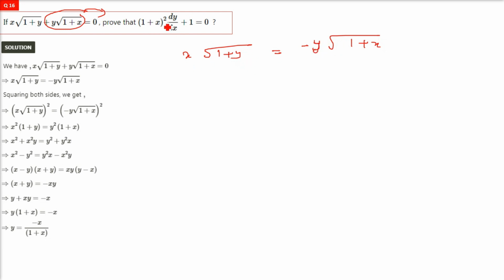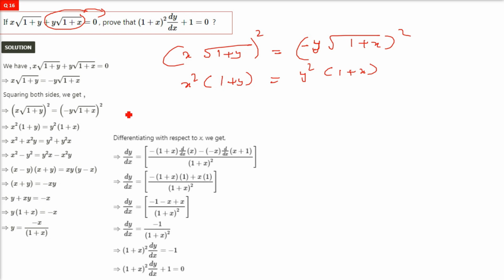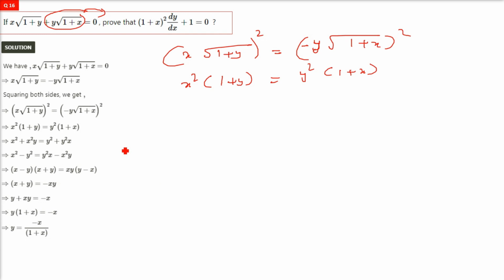Now let us square both the sides. We have to get rid of the root basically. So let us square them. It will be x², then 1 plus y. And then we have minus y², this is 1 plus x. And then we have this. Now let us multiply. When we multiply, we'll get certain things, and then we'll start the differentiation. Right now we are not differentiating it. The differentiation will be done when we have simplified it.